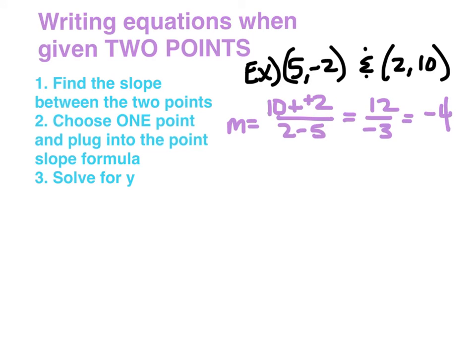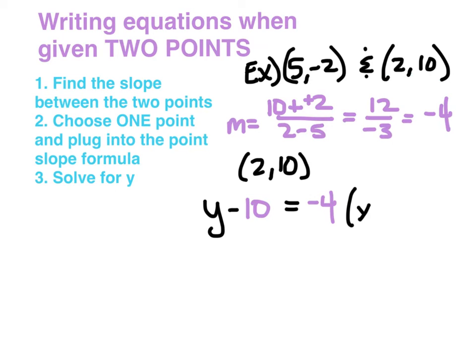Now we're at a point where we have to choose one point to use. It doesn't matter if we use 5, negative 2 or 2, 10. We'll get the same equation. So you can choose whichever one you want. I'm going to choose 2, 10 just because both of these are positive. So that's what I'm using. So I'm going to go y minus y1, which was 10, equals my slope times x minus the x1, 2.